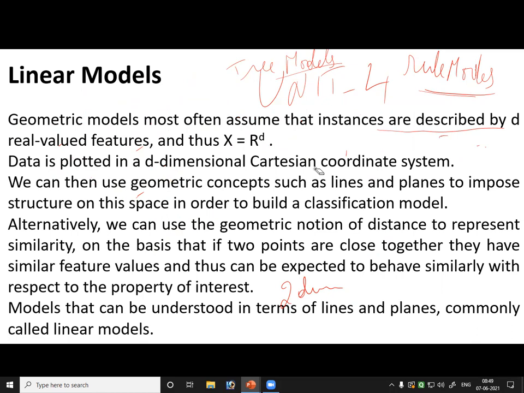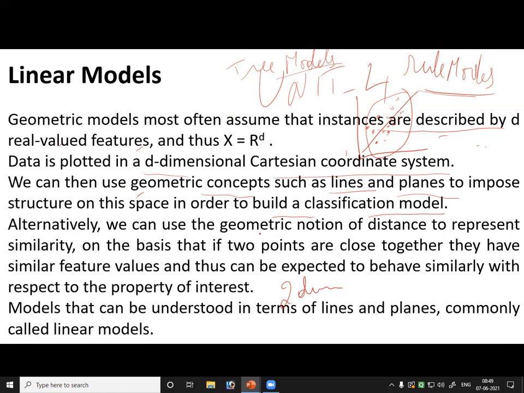So the data is plotted on a D-dimensional Cartesian coordinate system. We can then use geometric concepts such as lines and planes to impose structure on this space in order to build a classification model. We have already seen something like this. If our data is like this, we can draw a line passing through our data, and then we can find a system for this.